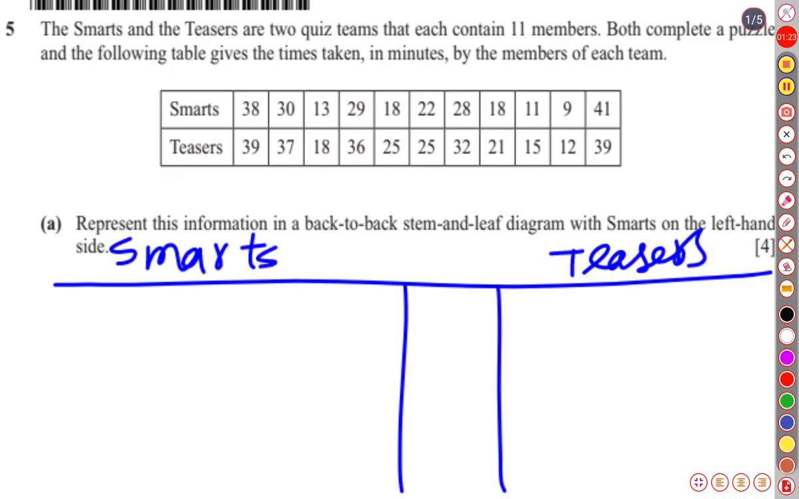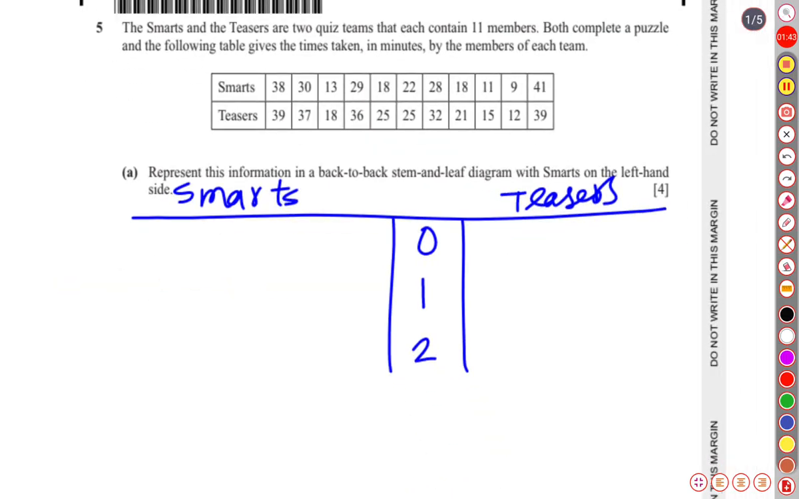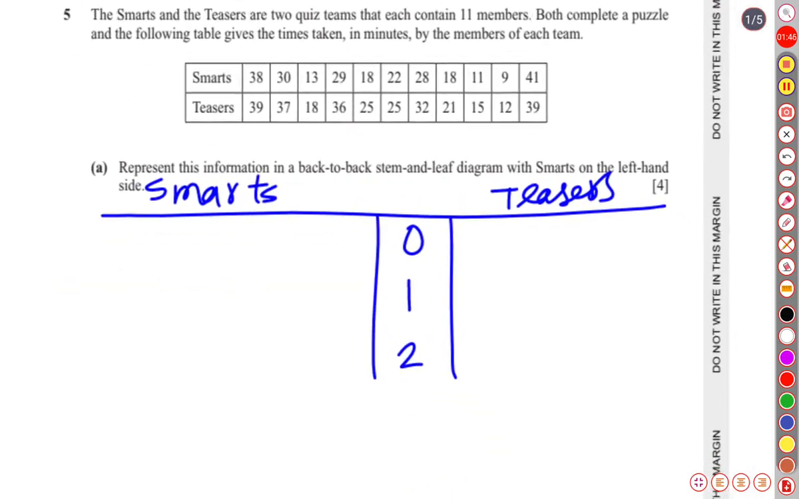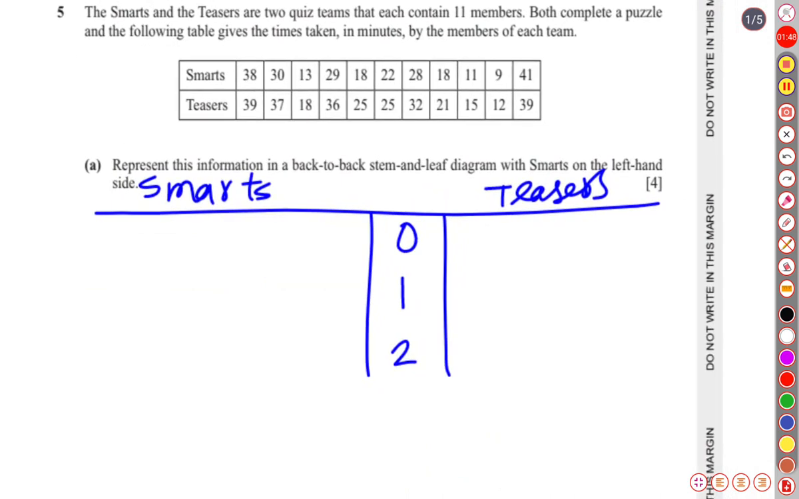Well, for writing a back-to-back stem and leaf diagram, we always start with the lowest value. Let's see, the lowest value is here, 9. This is the lowest value, so it starts with 0. Then 1, 2, 3, and 4 is the maximum value, okay? Well, now we will put the values.